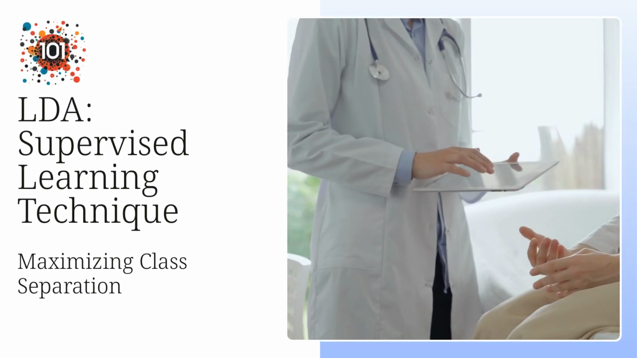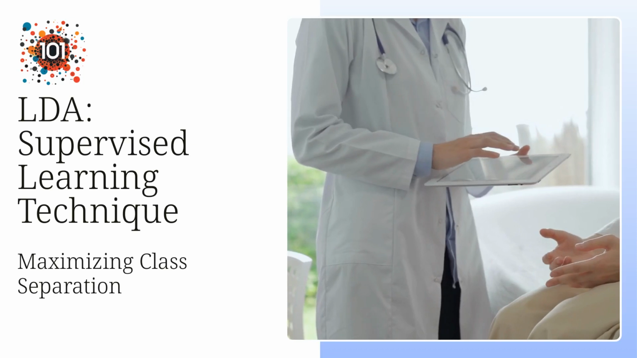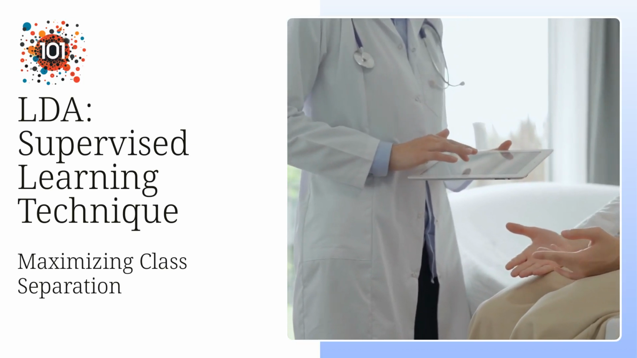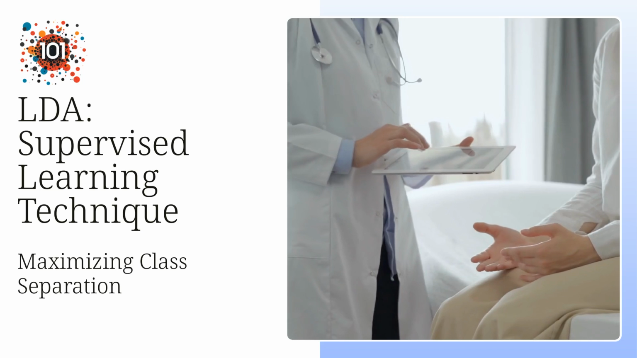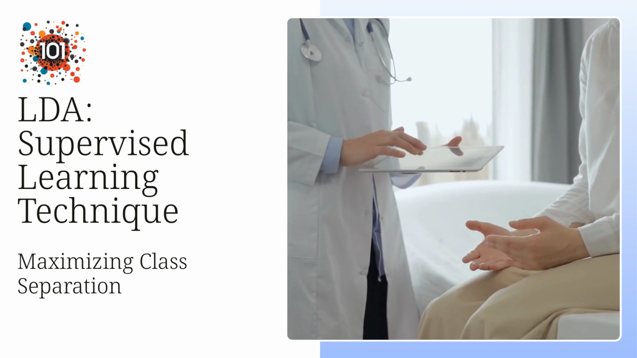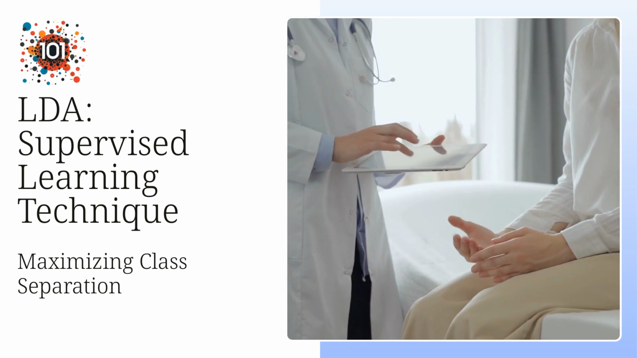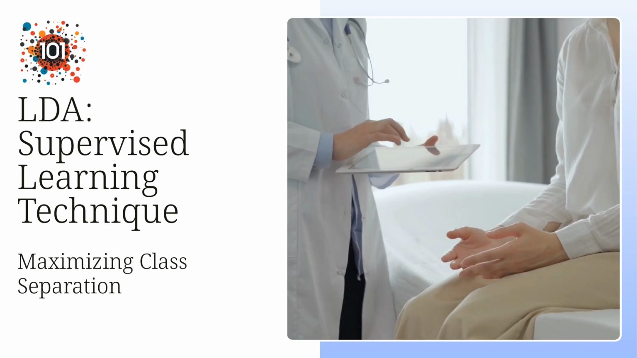LDA is a supervised technique for dimensionality reduction that maximizes the separation between classes. For example, in a medical dataset where patients are classified as having either a disease or not based on various health metrics, LDA can help highlight the differences between these 2 groups. By transforming the data, LDA makes it easier for classification algorithms to identify patterns and improve the accuracy of predictions.